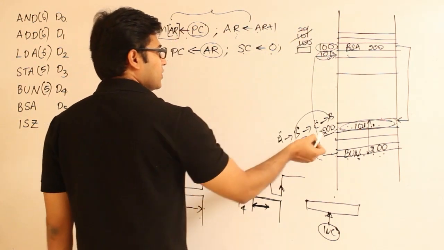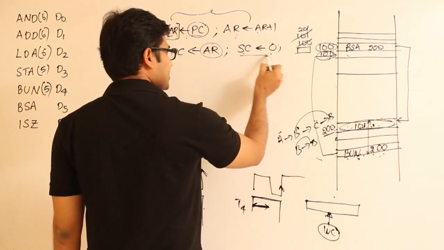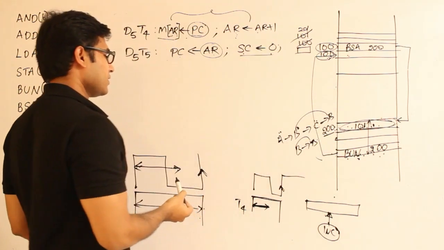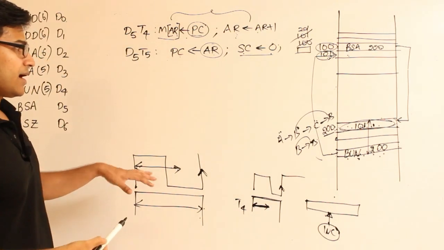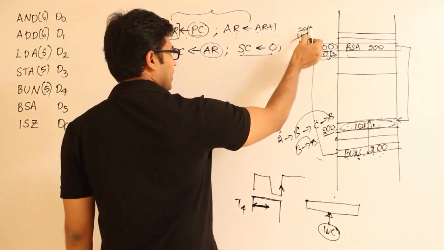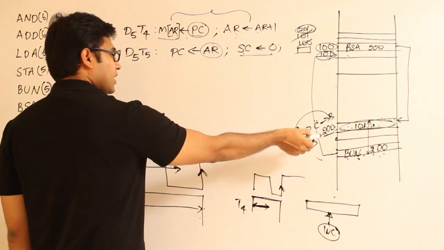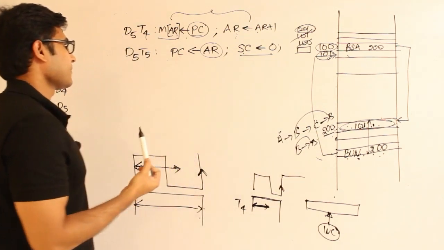Got it? So now that 201, because of SC equal to 0, you will get the timing signal as T0, and we again enter into the fetch phase. And according to the fetch, whatever address is present in the program counter, you have to go there and fetch. That is why execution will start from 201.